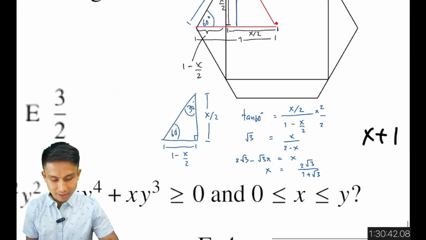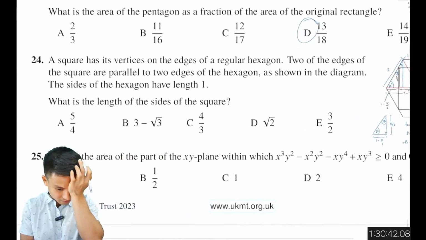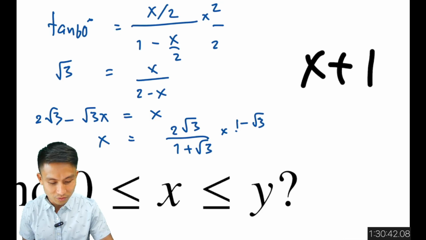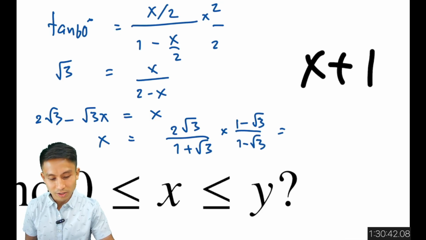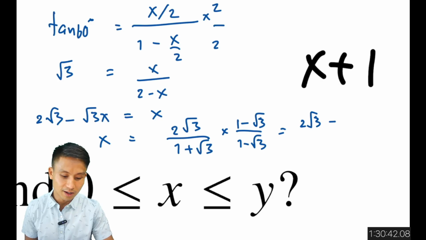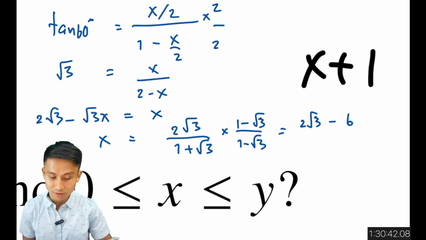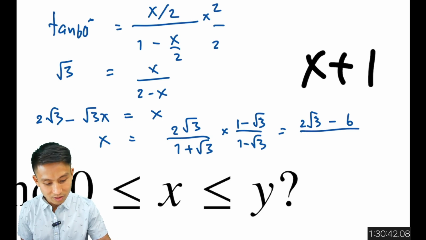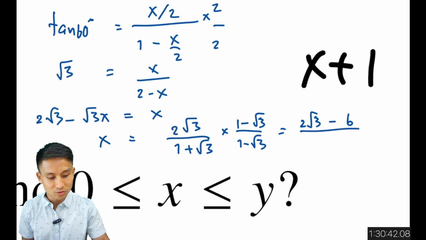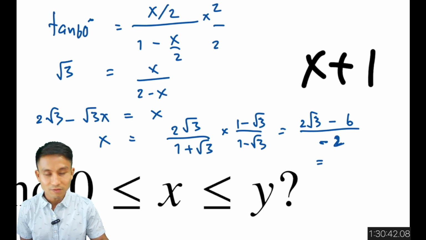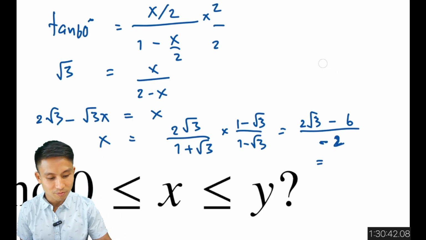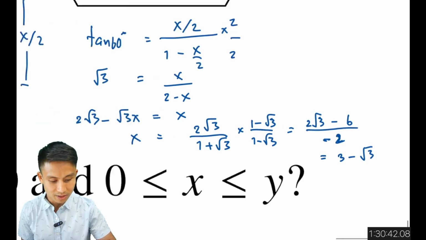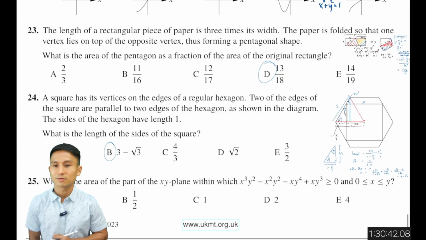And of course, you need to make this simplified. So from the looks of the options, we need to rationalize this. So I'm going to multiply by 1 minus root 3 there and 1 minus root 3. So the top part, you get 2 root 3 minus, that would be 6, right? Because 2 root 3 times minus root 3 would be minus 6. And the denominator would be 1 minus 3, so that's minus 2. If you simplify both two terms on the top by minus 2, you should get 3 minus root 3. And that should be option B, right?